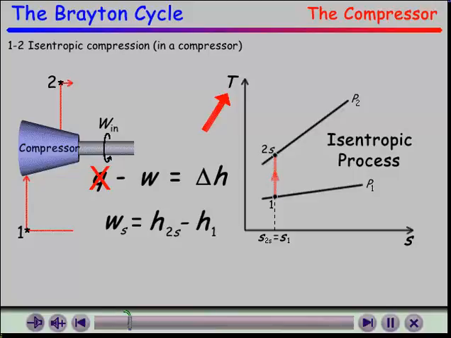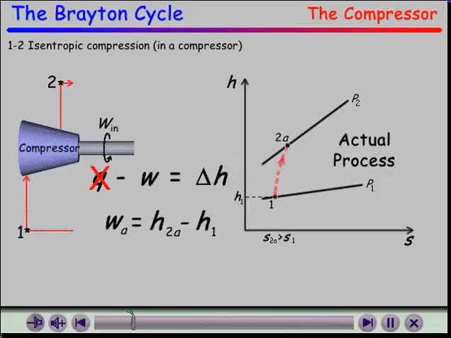The enthalpy-entropy, or HS diagram for the compression process, looks similar to the TS diagram. Here, H1 and H2S are the enthalpy values at the inlet and exit states of this isentropic process. H2A is the enthalpy at the exit state of the actual compression process.